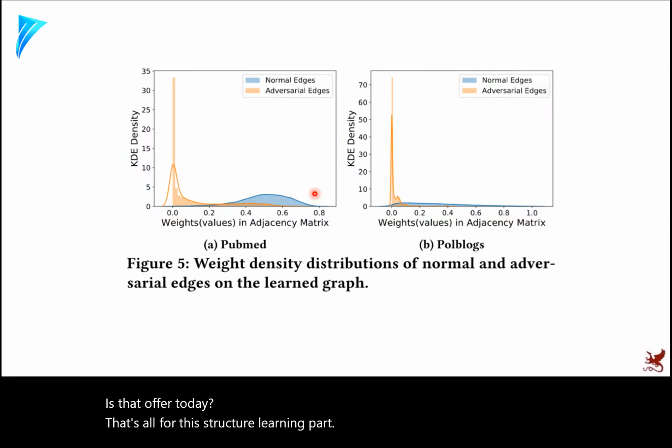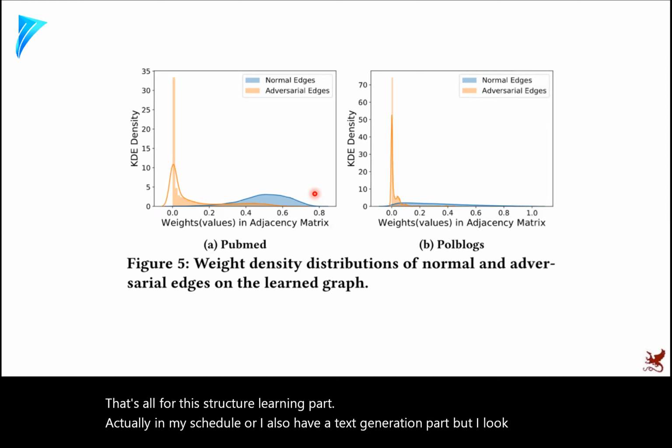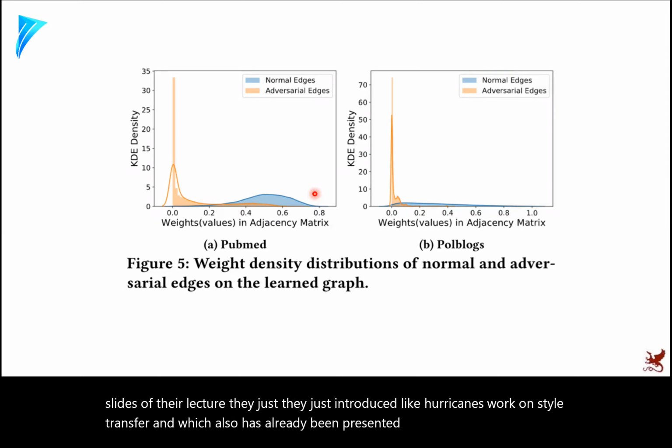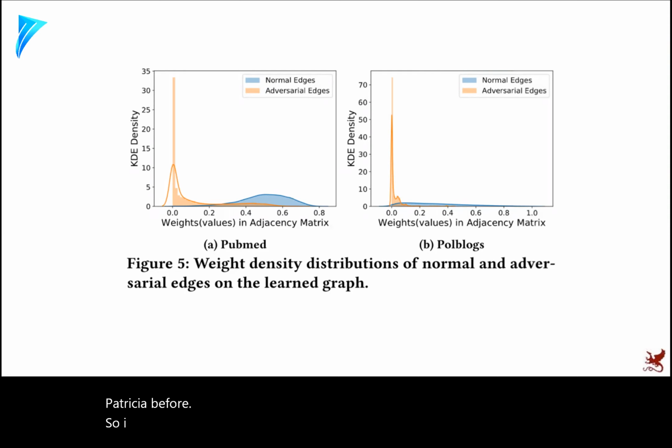Actually, in my schedule, I also have a text generation part, but I looked at the slides of their lecture. They just introduced Hu Zhiting's work on style transfer, which has already been presented by Patricia before. So I assumed that the structured learning should take 2 hours, so I just skipped that part. Okay, sure. Yeah, we can keep this short.